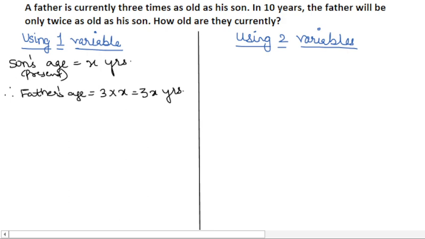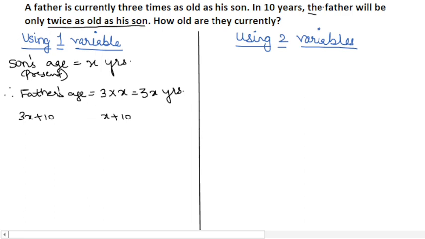Next, it says in 10 years. So we are talking about age after 10 years. In a span of 10 years, 10 years will be added to both the ages of son as well as father. So after 10 years, the father's age is going to be 3x plus 10 years, and the son's age is going to be x plus 10 years. And the relationship is, in 10 years, the father will be twice as old as his son.